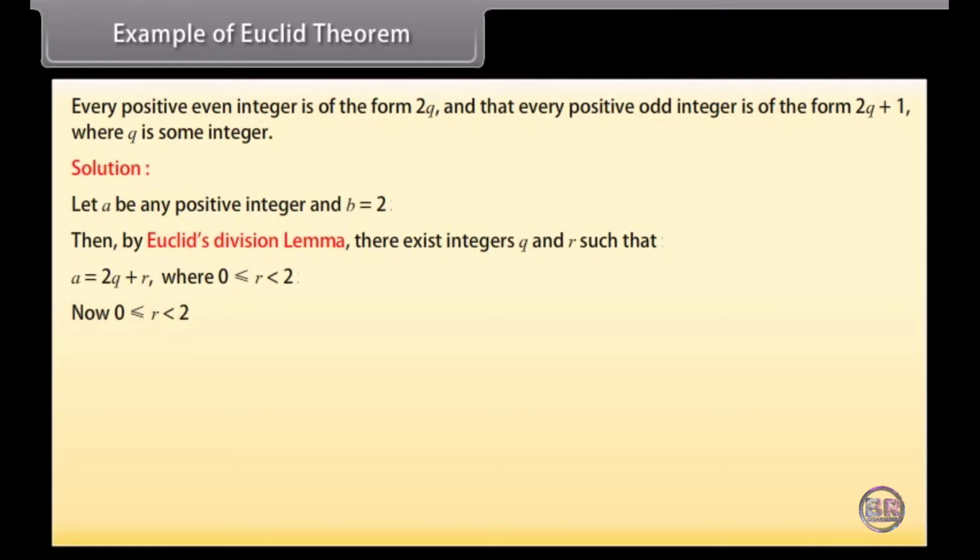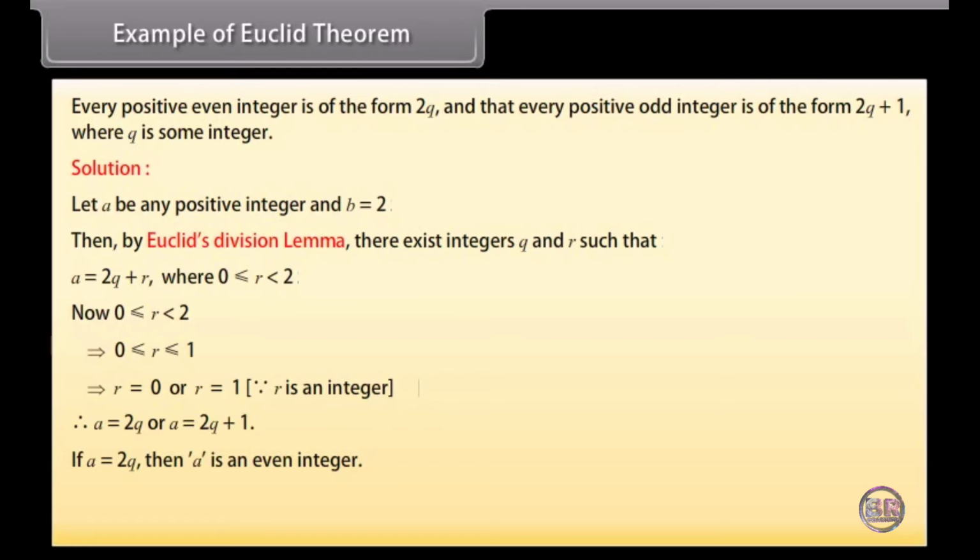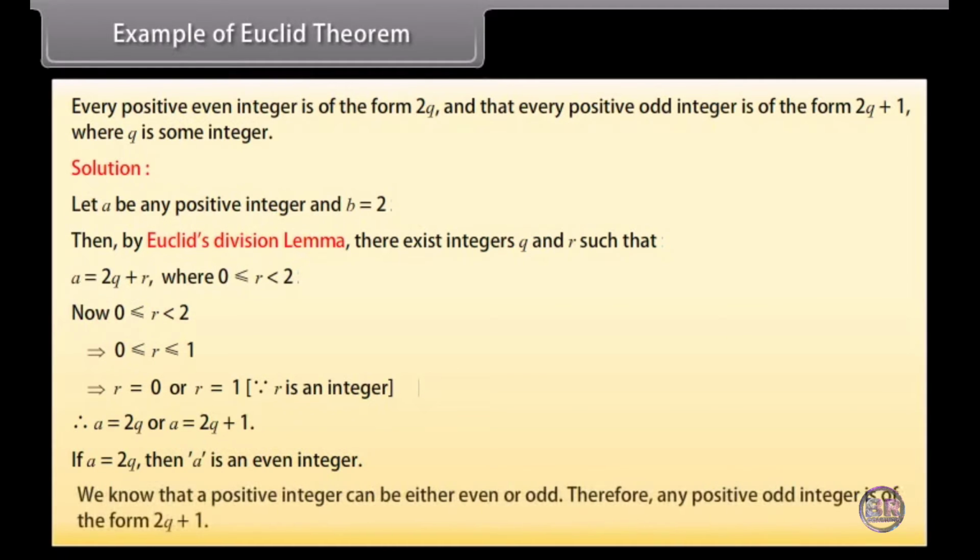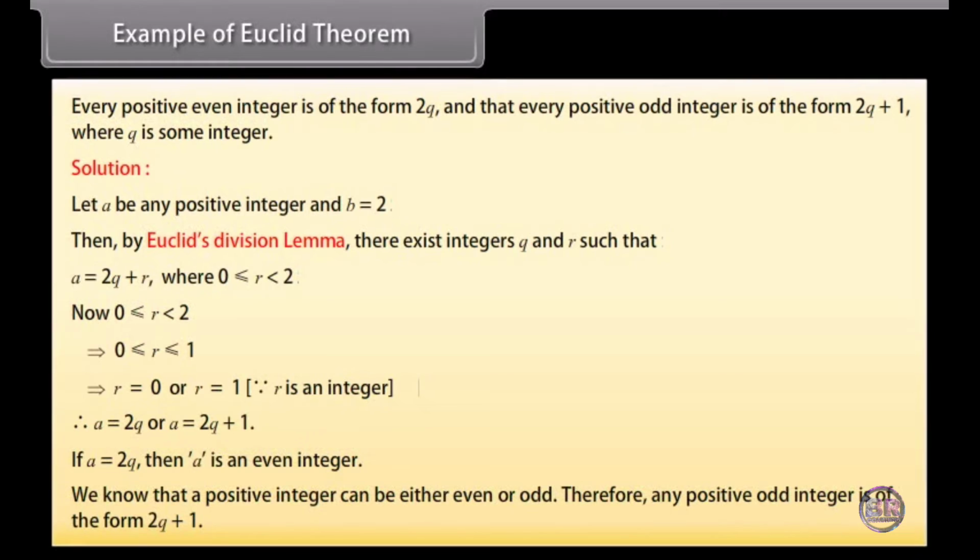Now, 0 is smaller than or equal to r is smaller than 2, which implies 0 is smaller than or equal to r is smaller than or equal to 1, which implies r is equal to 0 or r is equal to 1, because r is an integer. Therefore, a is equal to 2q or a is equal to 2q plus 1. If a is equal to 2q, then a is an even integer. We know that a positive integer can be either even or odd. Therefore, any positive odd integer is of the form 2q plus 1.